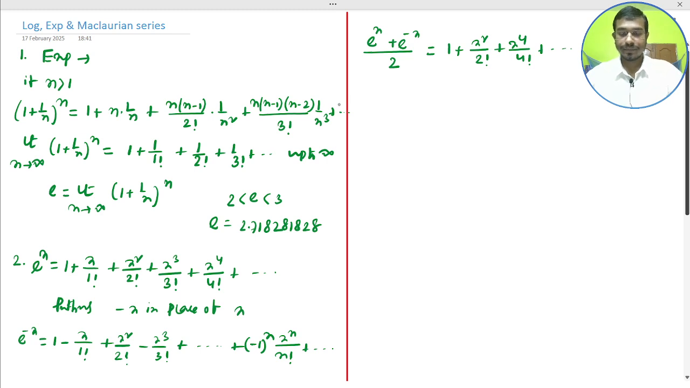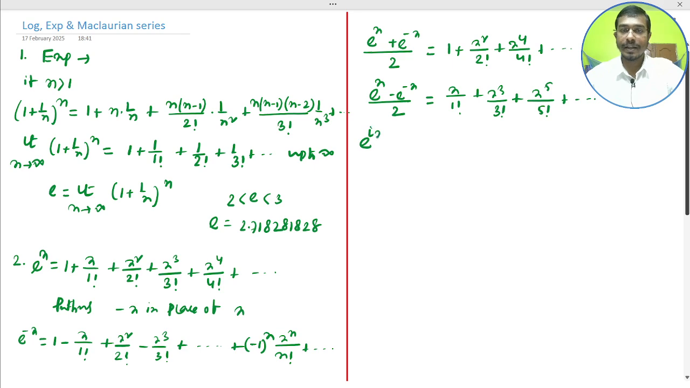Next, e to the power x minus e to the power minus x divided by 2. By this first relation, it would become x by 1 factorial, the odd ones, x cube by 3 factorial plus x to the power 5 by 5 factorial plus dot dot, and so on.